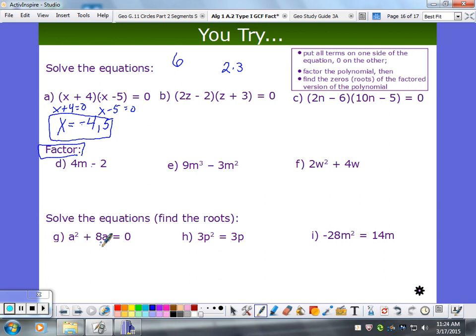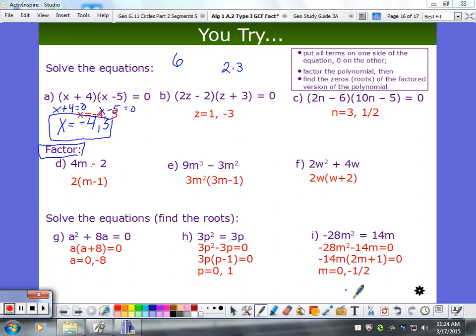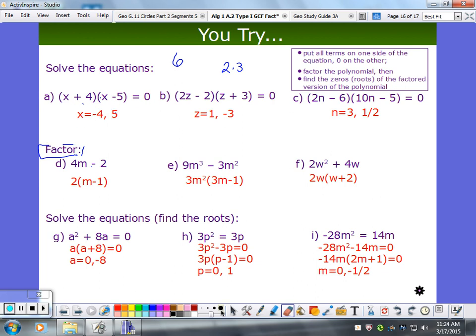Alright, so give this a try. What was on this page? The summary. Okay, give this a try. I'm putting up the answers here, so you can check your work as you go. But give it a try and ask questions. Ask questions. Okay, we have a question over here.